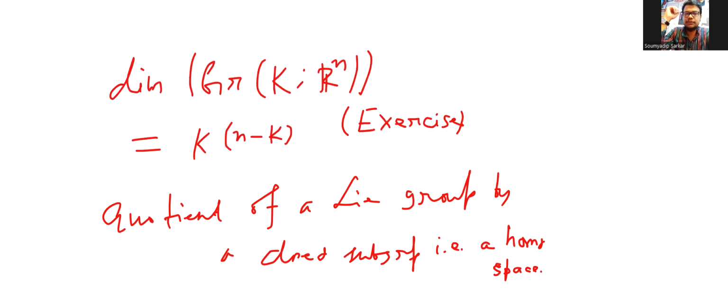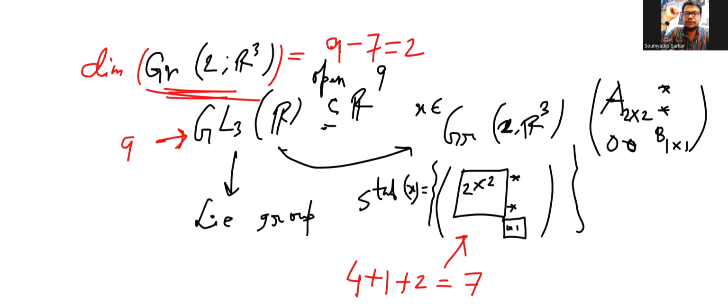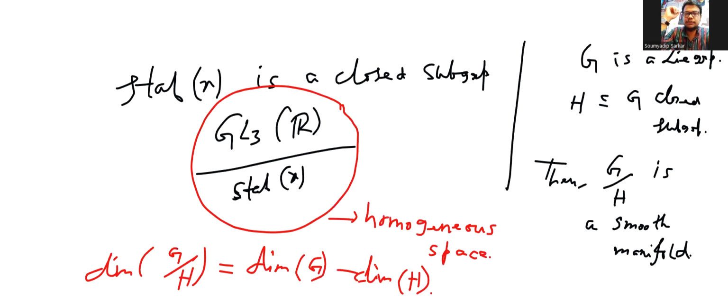So let me just repeat what I have said. This is the basic fundamental theorem that I am talking about. That is, G is a Lie group. If you do not know what a Lie group is, let me just repeat the definition. This is just a group which is also a smooth manifold, and the group operations are smooth with respect to the given manifold structure.